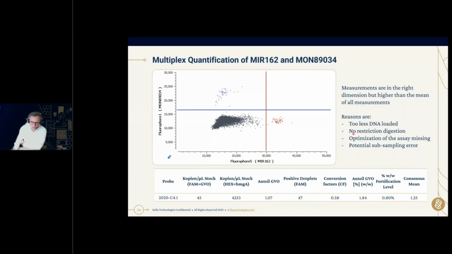From my perspective, a restriction digestion can also always help to reduce the genomic complexity and to increase the reliability of the single measurement. We have not optimized this assay at all. This was the first try, and we cannot exclude that we also have subsampling error earlier in the process, so that the sample was mixed very well before we got the DNA and measured a proper portion. I believe the main reason is that we just measured too little of the DNA.